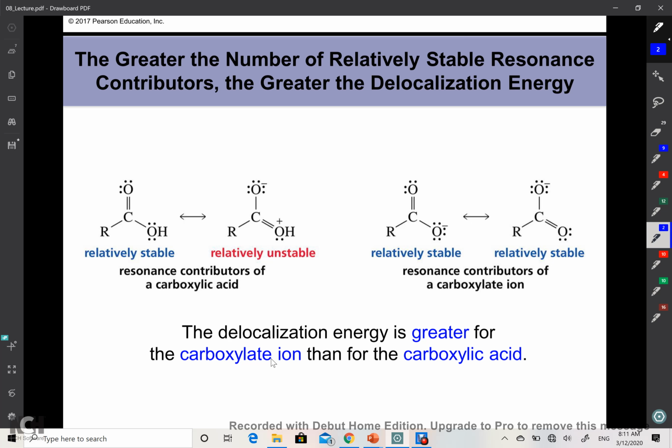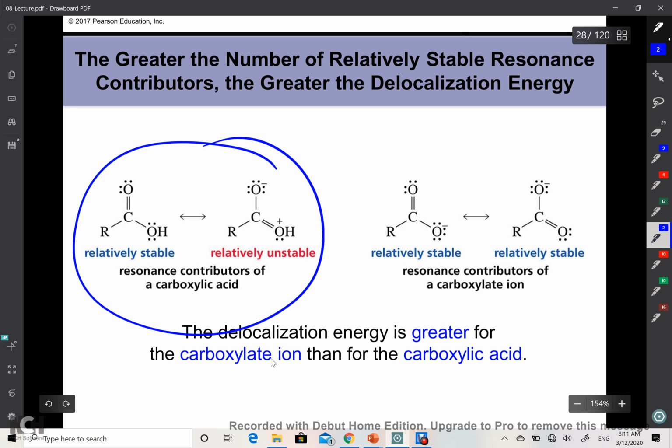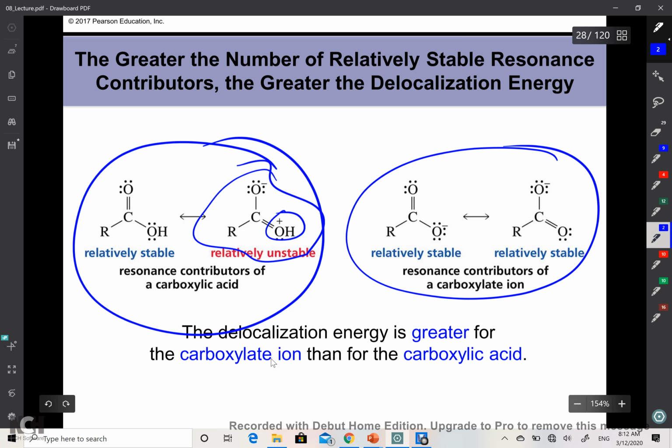In this case we have two examples. If you look at this molecule and its resonance structures, they both have two resonance structures, but you notice that this resonance structure is relatively unstable because we have a positive charge on oxygen. That's what makes that resonance structure relatively unstable, compared to this one, where they have almost the same stability.